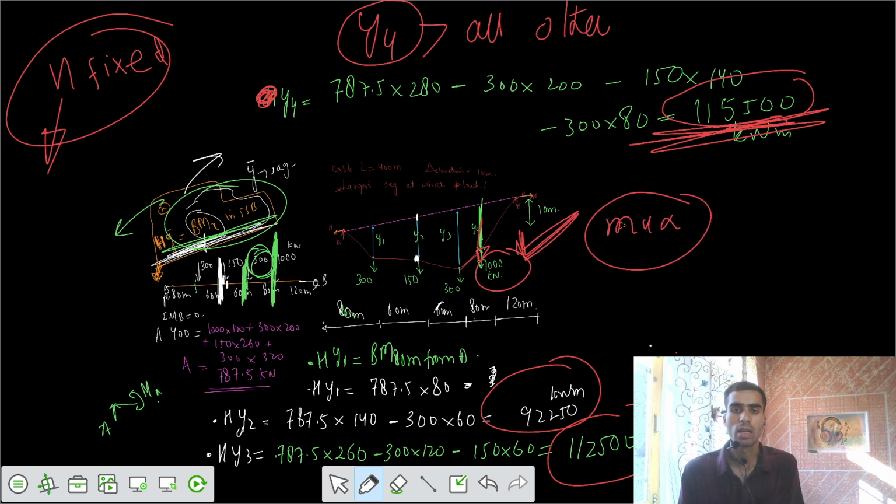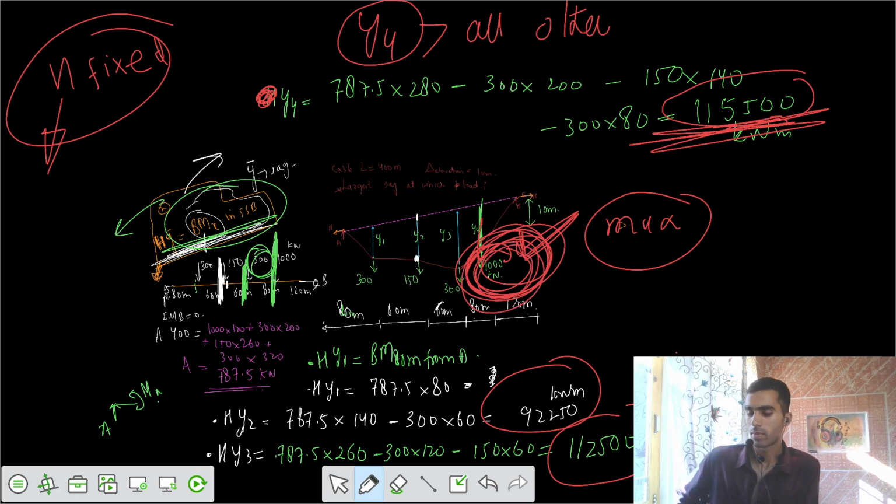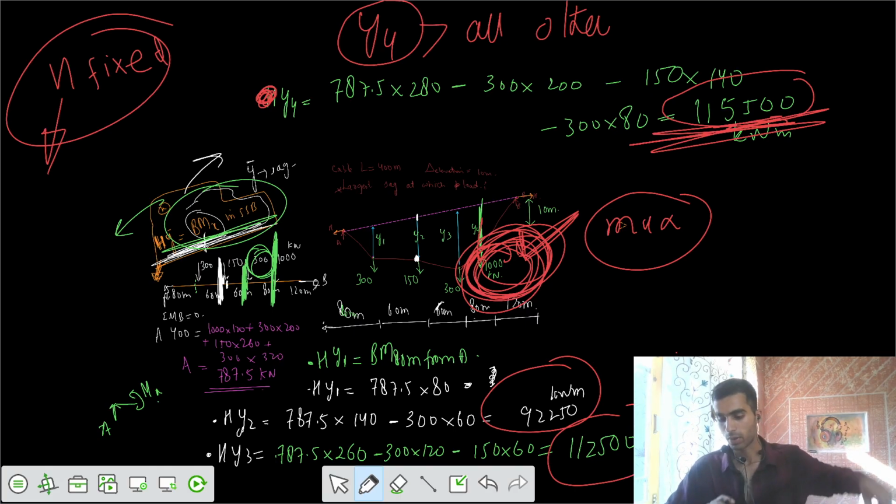Can we say that? Sag developed here is maximum. I think we can say that. This was the end of this problem. Because h is constant, we only have the effect of y1, y2, y3, y4.